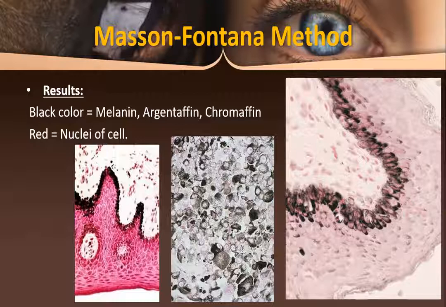The remaining nuclei of the cell appear red due to the counterstain. You can observe in the diagram that the dark color shows the presence of melanin, and the pink or red color shows the nuclei of the cell.